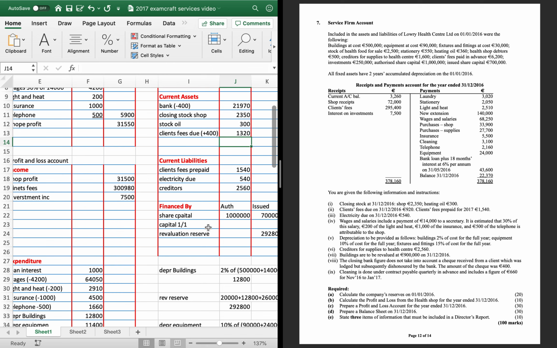Bank, closing stock of oil. What have I forgotten? Client's fees due. Oh yeah, and then the one easily forgotten, billings, the last one, sure I haven't done it. Cleaning prepaid is an asset. I would put that in if I could. If I was asked like that, I'd put it in pretty much immediately because it's easy enough to forget. So that's it, finished. Hopefully it balances.